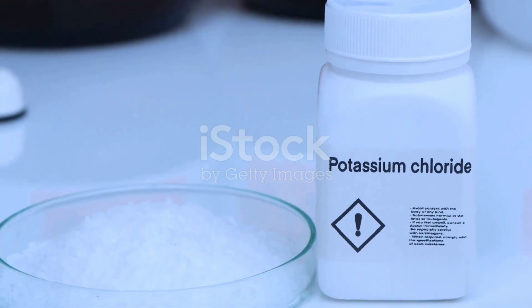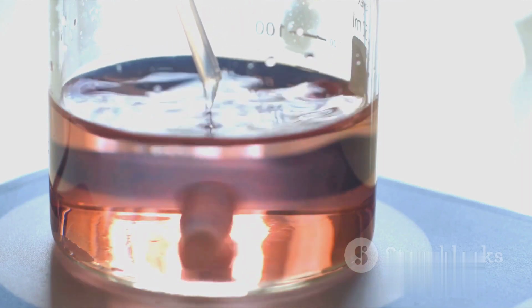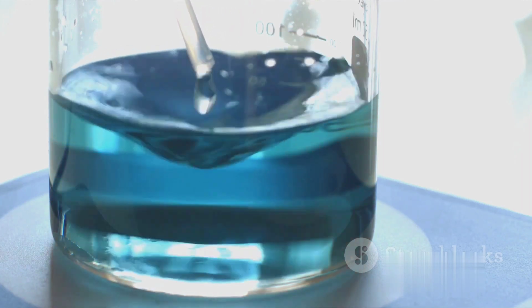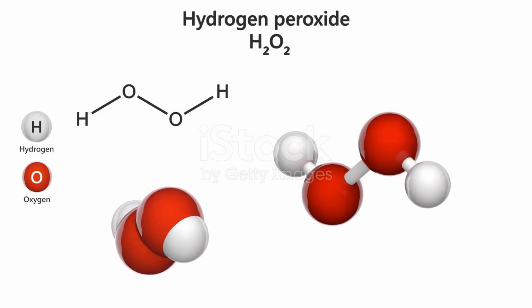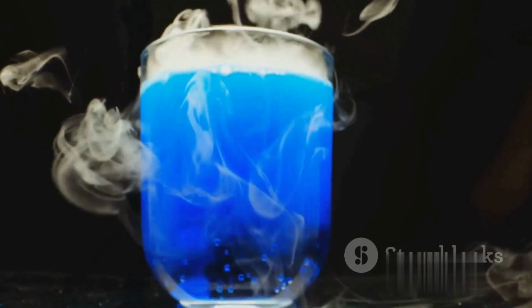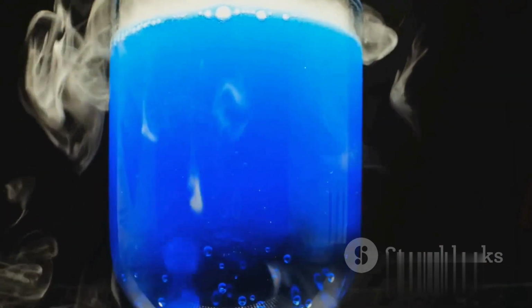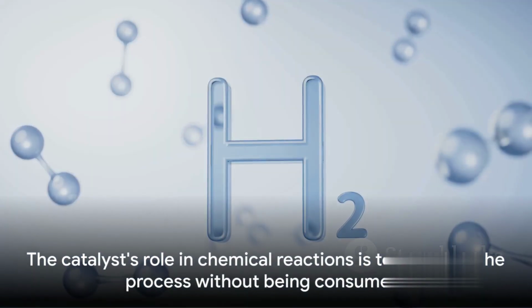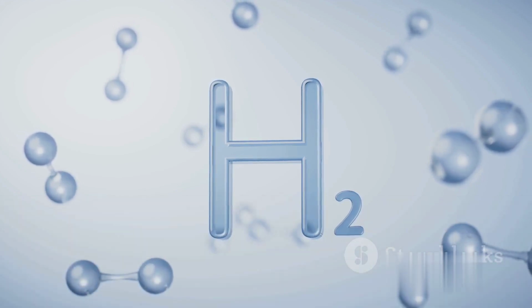The potassium iodide acts as a catalyst in this reaction, breaking down the hydrogen peroxide into water and oxygen. The process begins with the potassium iodide molecules colliding with the hydrogen peroxide molecules. These collisions break the bonds in the hydrogen peroxide, splitting them into water and oxygen. The potassium iodide isn't consumed in this process, it simply helps to speed up the reaction.